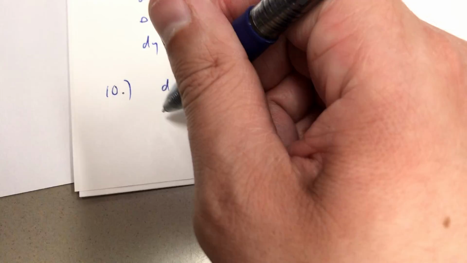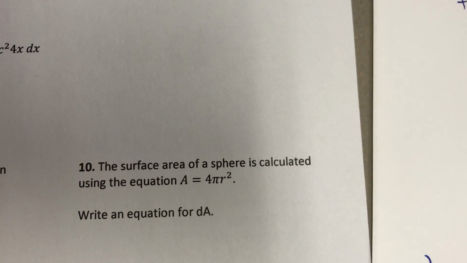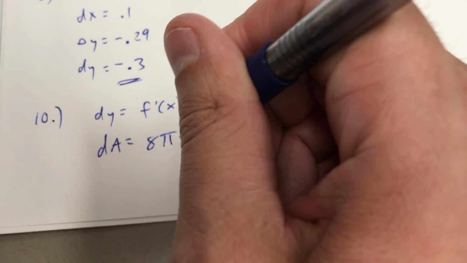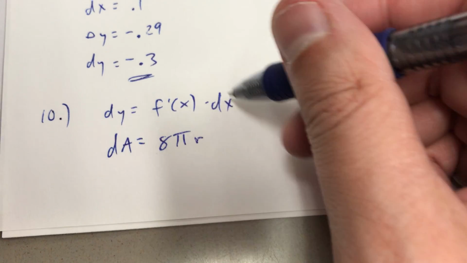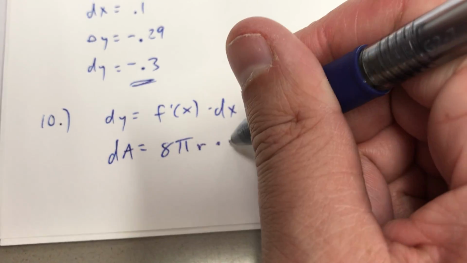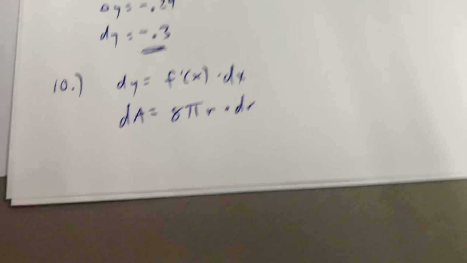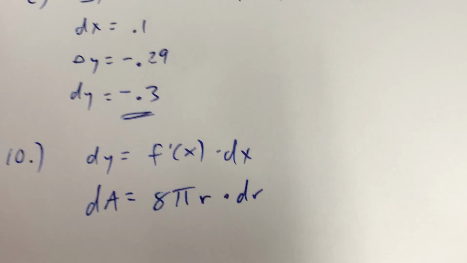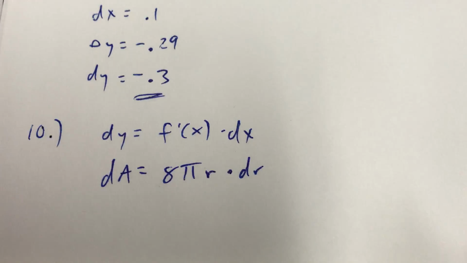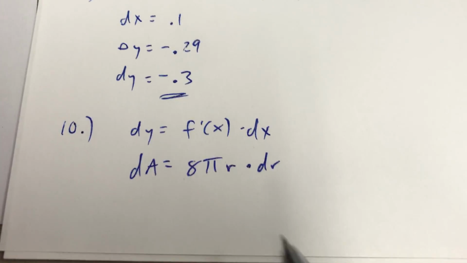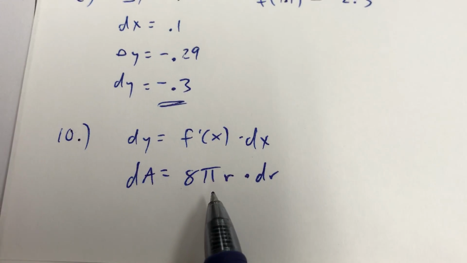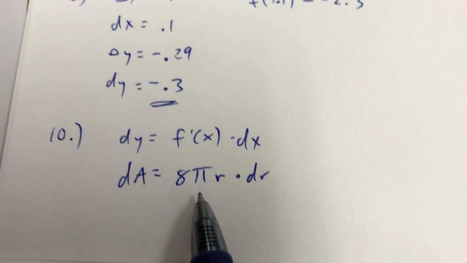So the derivative of A you would write as dA. The derivative of 4 pi r squared would be 8 pi r, and then you're multiplying by the change in x, or in this case, your variables are A and r, so you'd be multiplying by dr. So it's just the derivative times the change in the input variable. That's your dA statement.